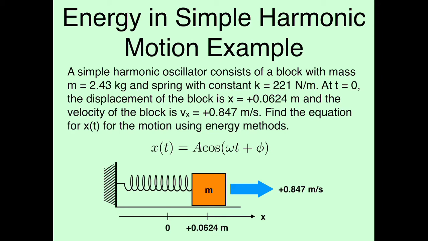In other words, remember the general solution, x of t is A cosine omega t plus phi. We're going to find the constant A, we're going to find the constant omega, and we're going to find the constant phi. So you may notice we already did this problem in the previous video. We're going to go through it again, this time using energy methods. So let's see how this works.